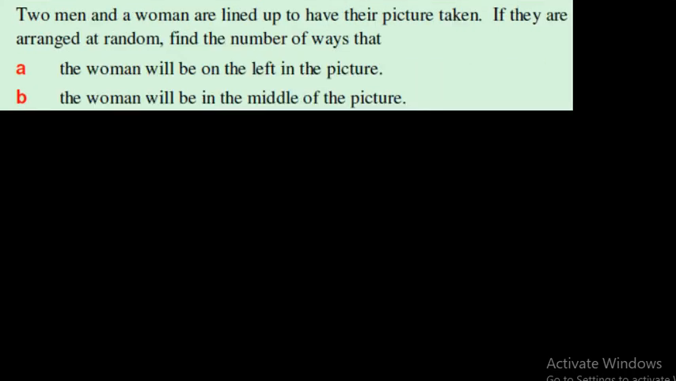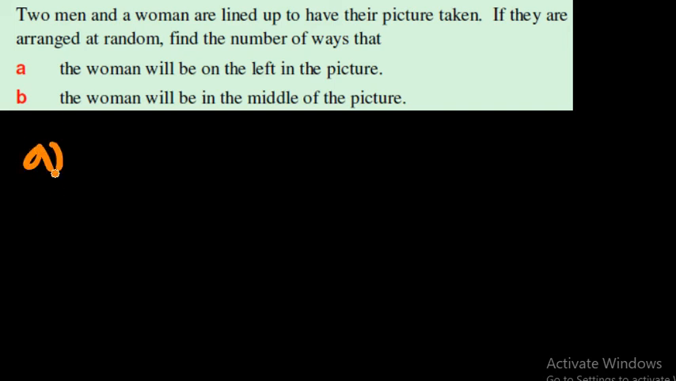When we go to the next question, it says 2 men and a woman are lined up to have their picture taken. If they are arranged at random, find the number of ways that the woman will be on the left and the woman will be at the middle.